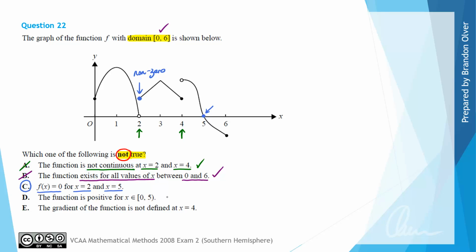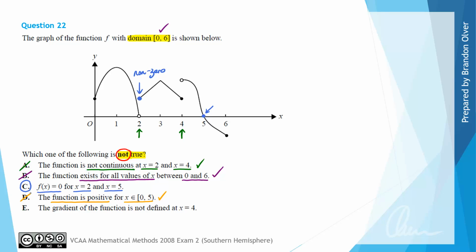And now while we're here, we'll just go through D and E. So D says that the function is positive for x is an element of 0 included to 5 not included. If we have a look at the graph, the y values are all positive from 0 to 2, and then even though it looks like it gets to 0 at 2, it actually jumps up and it's still positive from 2 to 4, then it jumps up again and it's still positive from 4 until almost 5. But because that's a round bracket anyway, we only need it to be positive from 0 to 5, which is true, so D can't be the answer.